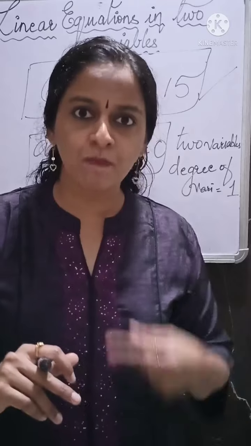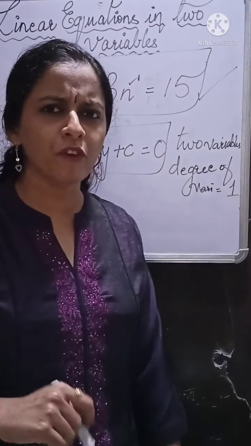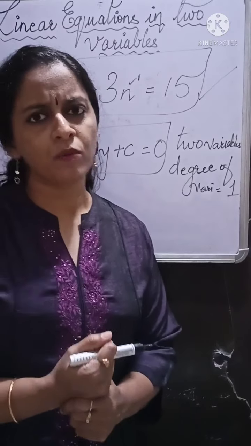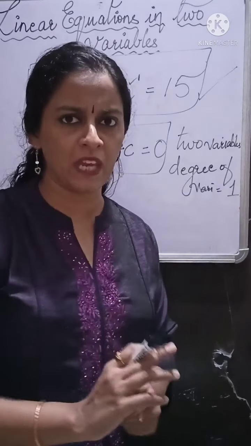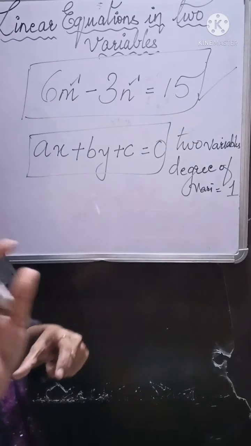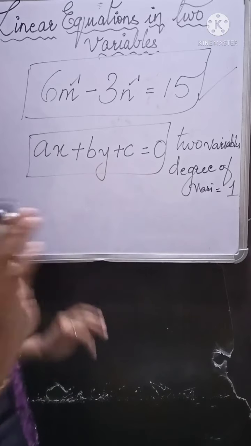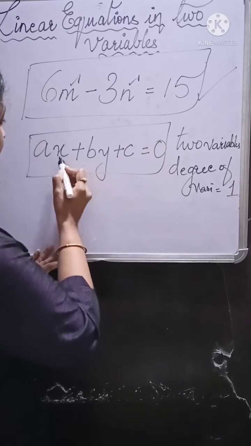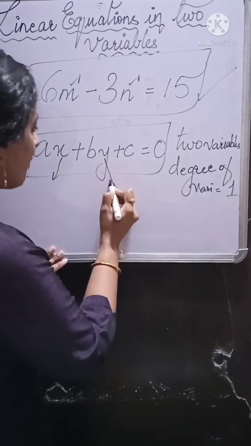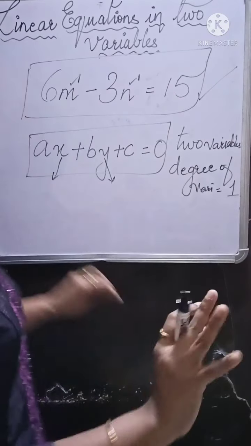Say ax plus by plus c is equal to 0. Now a few of you might be thinking, just now Miss told that there should be two variables. Then where did this a, b and c come from? They are not variables here. Here c is a constant, x is a variable and y is a variable. I gave you a general form of the equation.